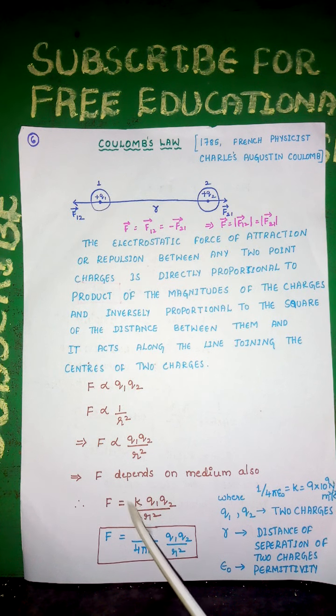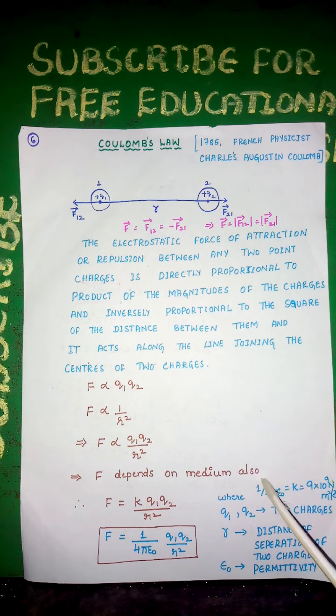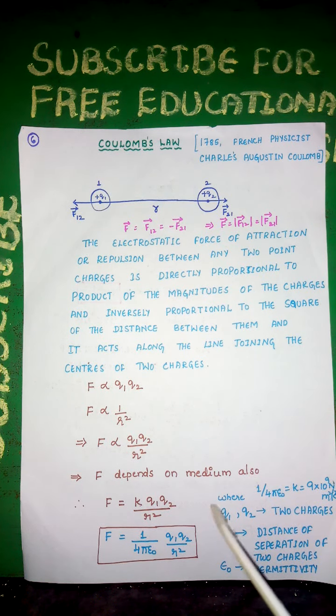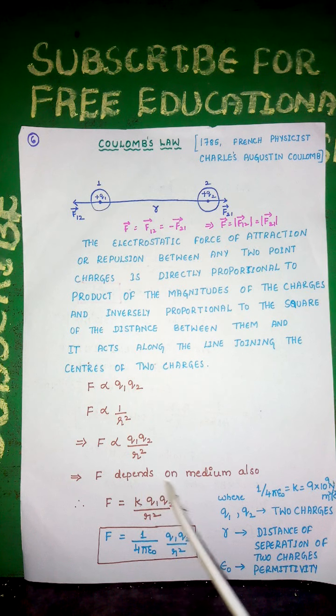But the k value is a constant, equal to 1 divided by 4 pi epsilon naught. What does epsilon naught mean here? Epsilon naught is permittivity, right? What is r in this equation? The distance of separation of two charges. Q1 and Q2 are the two charges. And here F depends on the medium also, so only epsilon naught we have taken here, the permittivity.